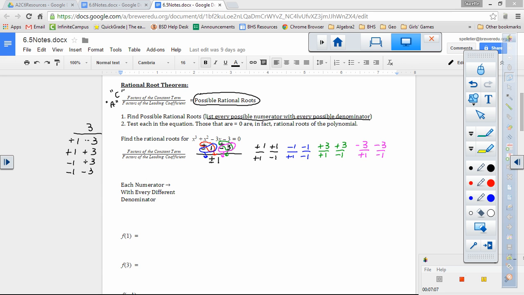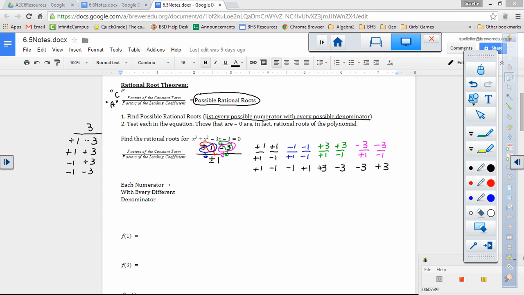Okay, so +1 divided by a +1 is +1, and +1 divided by -1 is -1. Negative divided by a positive is negative. Negative divided by a negative is a positive. Positive divided by a positive is a positive. Positive divided by a negative is a negative. Negative divided by a positive is a negative, and negative divided by a negative is a positive. Whoops, +3. I didn't write my positive here.